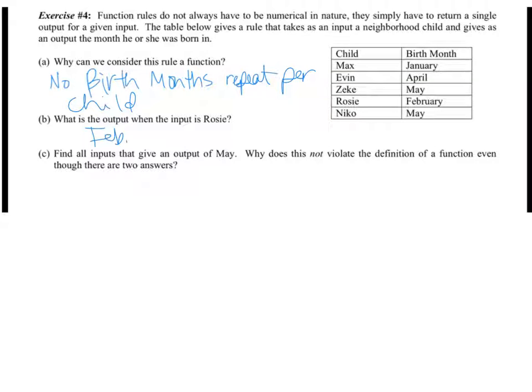Find all inputs that give an output of May. Well, the only inputs are Nico and Zeke. So what you see is there are actually two of them that have May. But the reason why this works is that each kid only has one output. So you can have multiple outputs that are the same, but they can't go back to the same input. So that's why it does not violate the definition of a function.